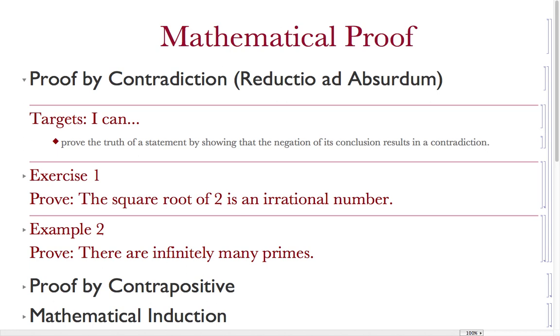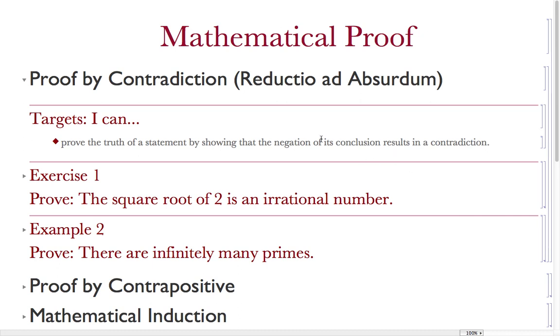And the idea here is that we assume that a statement is false and show that that assumption leads to a contradiction or leads to something absurd. And so that's what we're looking at. And so our target today is to prove the truth of a statement by showing that the negation of its conclusion results in a contradiction.